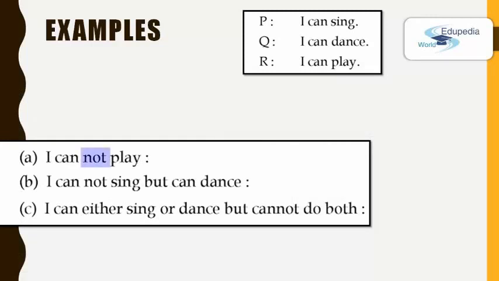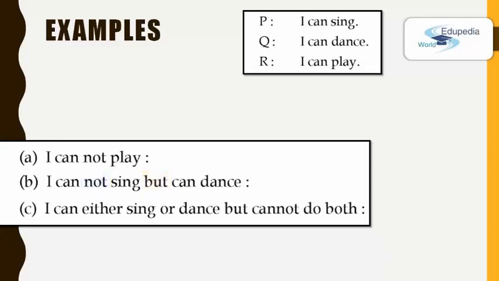The next question, I cannot play. It is the negation of the primitive statement I can play. So the answer is tilde R. The next question, I cannot sing but can dance. So here it uses the conjunction word but to connect the primitive statement I can dance and the negation of the primitive statement I can sing. So here we are going to represent it like tilde P, turned V, Q.